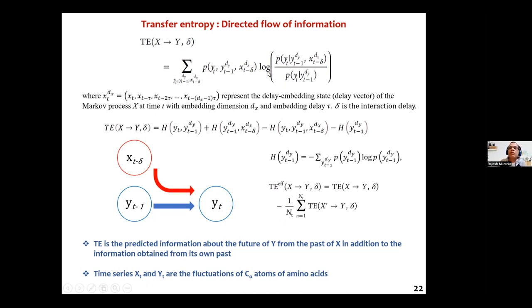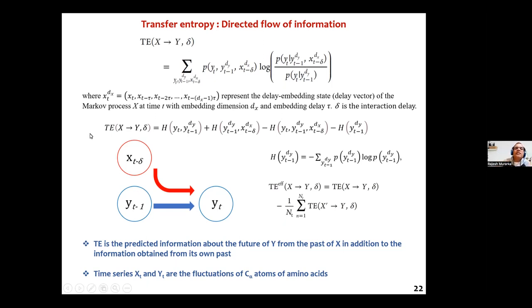It is basically the Kullback-Leibler divergence between these two conditional probability distributions. We calculated this transfer entropy, which basically measures the information about the future of process Y from the past of another process X, in addition to the information that is obtained from its own past.